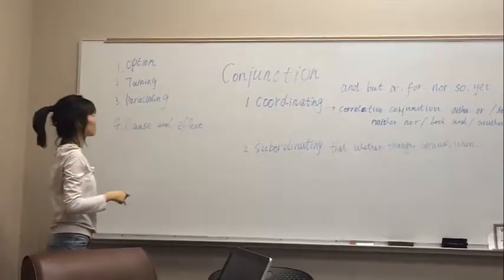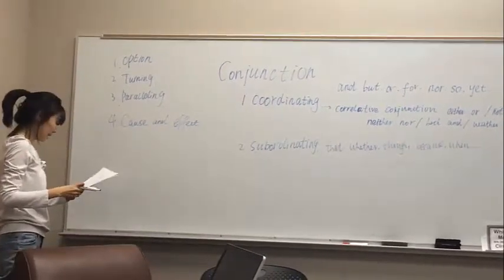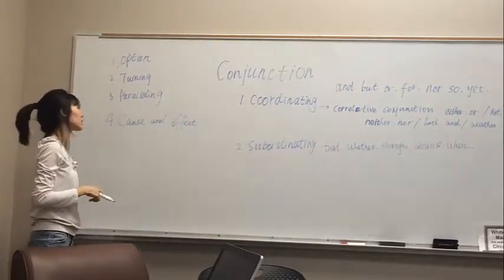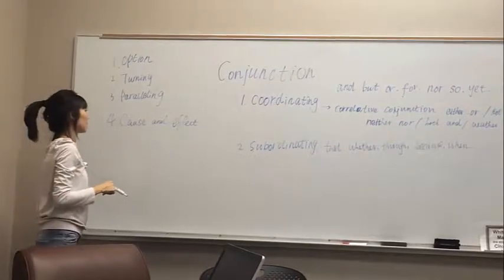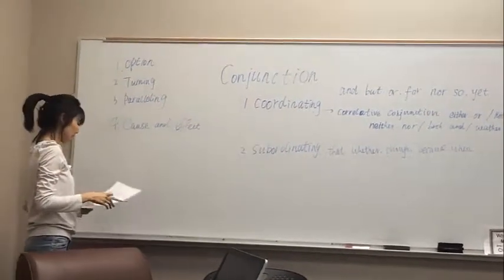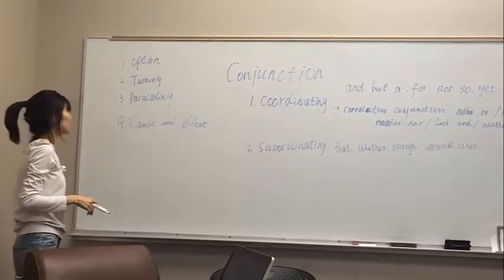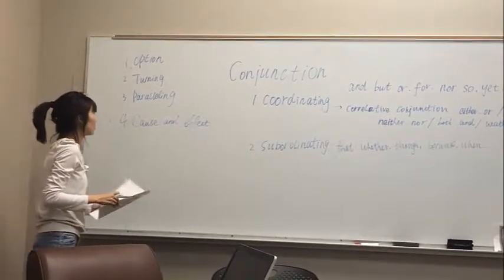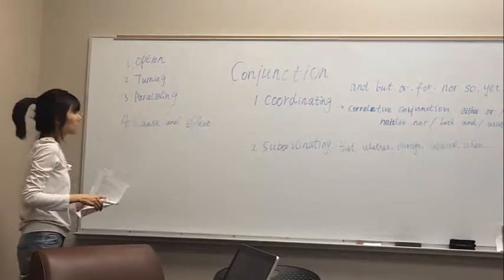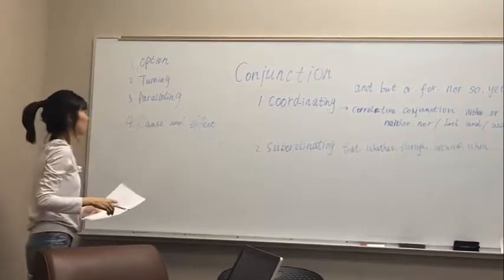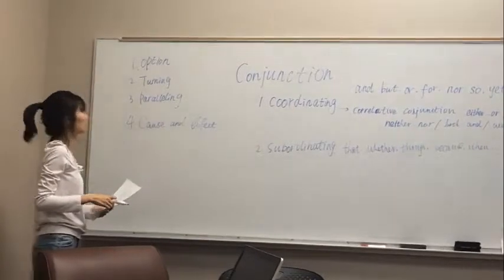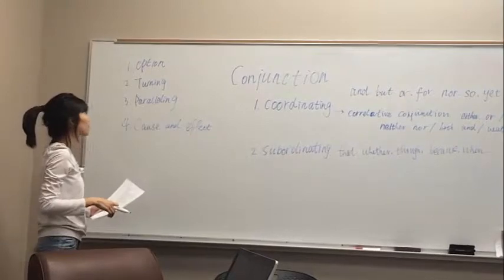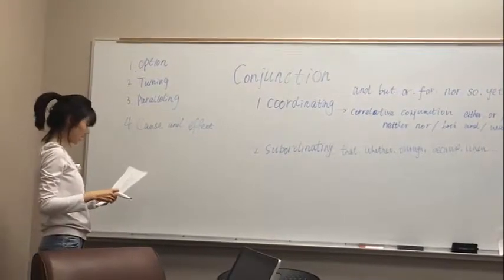The last one is cause and effect. Therefore, because, and for all deal with cause and effect in one sentence. For example, it must have rained, for the ground is wet. We guess that it has rained because what? Because the ground is wet. So here it is cause and effect. These are the four different usages of conjunctions.